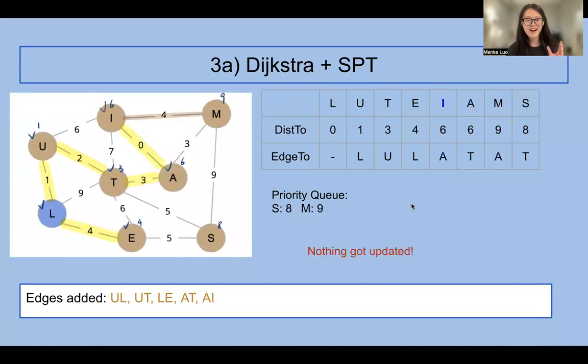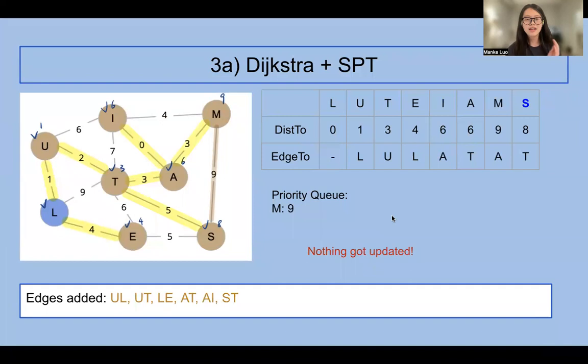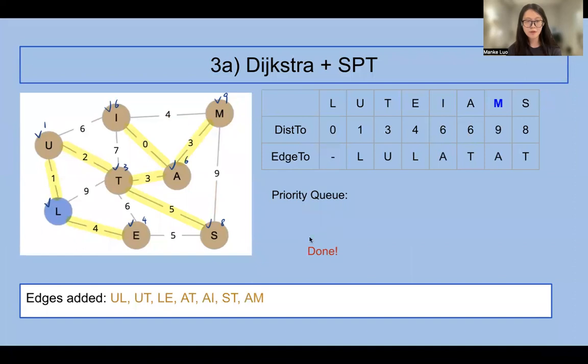Awesome, we're almost done. So the next one, we popped I, and the only edge that we had to consider was from I to M after adding this edge into our SPT. The new priority we calculated is 10, and 10 is worse than 9, so we don't update, and nothing got updated this iteration. The next iteration is popping S, and the same observation and conclusion was reached: nothing got updated. And lastly, we popped M. After we popped M, we visited all of the vertices. Also, nothing got updated because it's the last one. And then we're done because the priority queue is empty now.